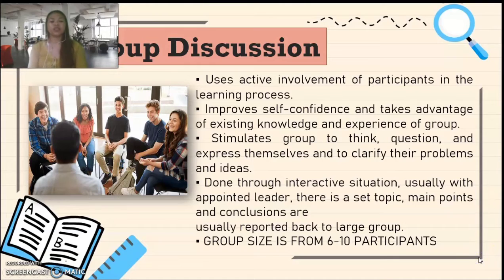Next is group discussion. The class will be divided into groups of 6 to 10 members. This uses active involvement of participants in the learning process. It also improves your self-confidence and takes advantage of the existing knowledge and experience of the group. Here, you will be assigned a topic and then you will have your group discussion. Each member should give an idea on that certain topic. That is what we call a grouping activity or group activity. I know that you have already experienced this group discussion.